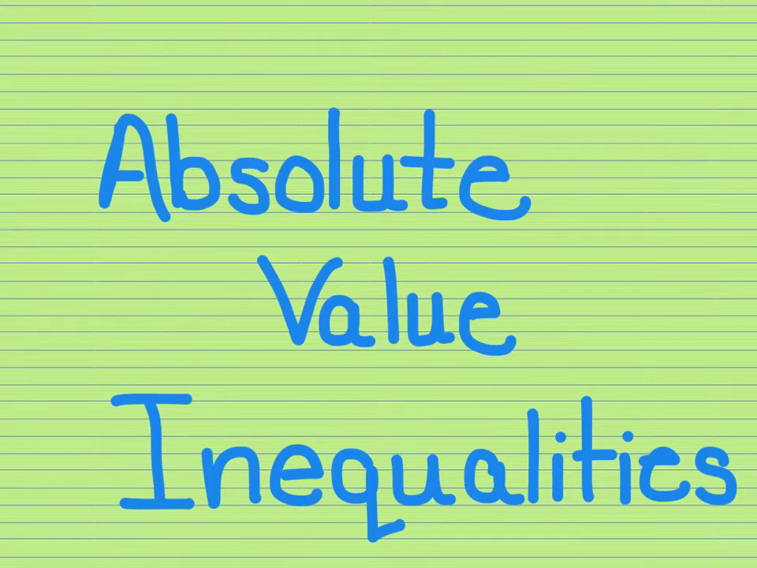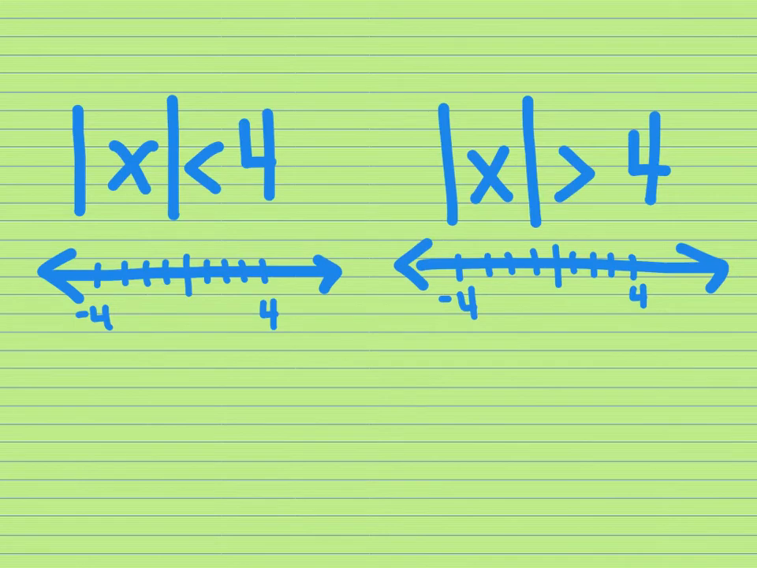After grading your Unit 1 test, one area of weakness is absolute value inequalities, so we're going to spend a little time helping you improve these skills. Here are the two simplest cases you'll encounter. The absolute value of x is less than or equal to 4, or the absolute value of x is greater than or equal to 4.